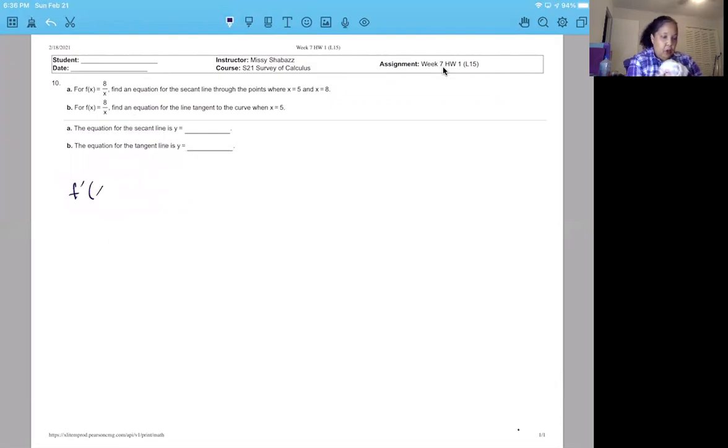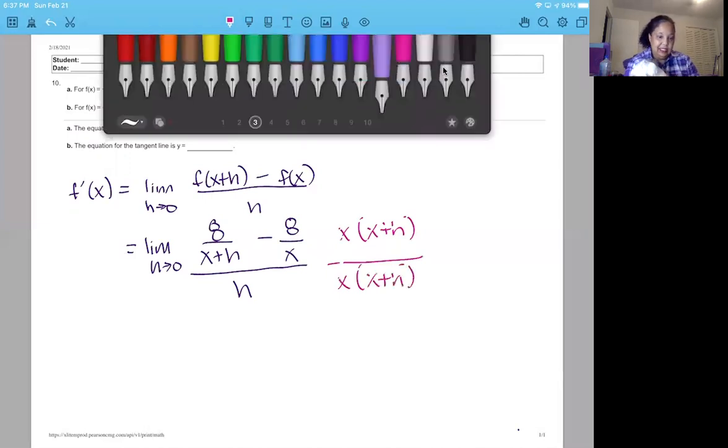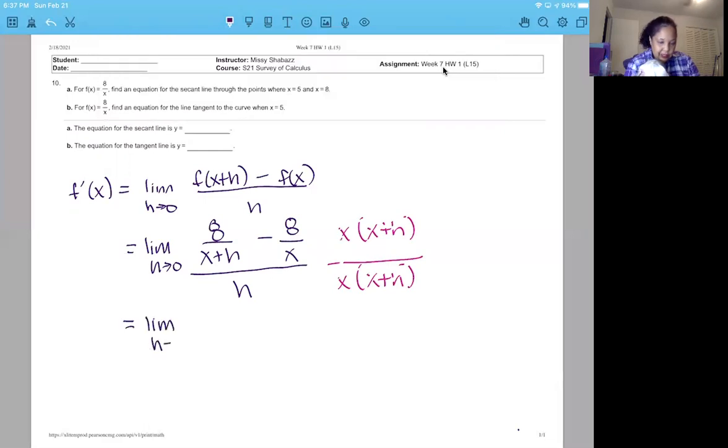So f prime of x equals the limit as h goes to 0 of f of x plus h minus f of x all over h. So f of x plus h is 8 over x plus h. Then minus f of x, which is just 8 over x, all over h. Again, I am going to multiply by the common denominator in the numerator, which is x times x plus h. So when I do that, in the first term, what's going to cancel is the x plus h. So I have an 8x left. In the next term, what's going to cancel is the x. So I'm going to be left with 8 times x plus h, all over x times h times x plus h.